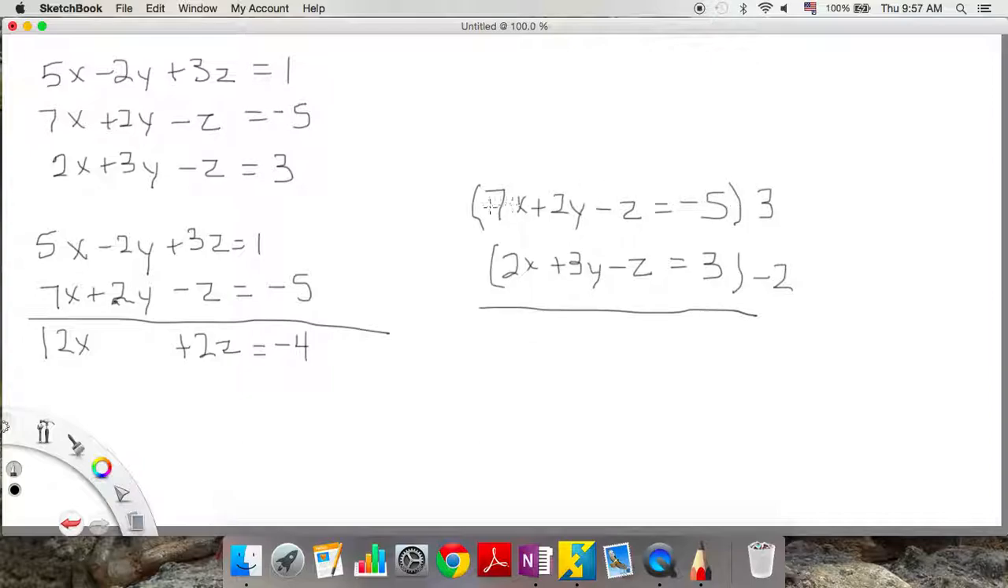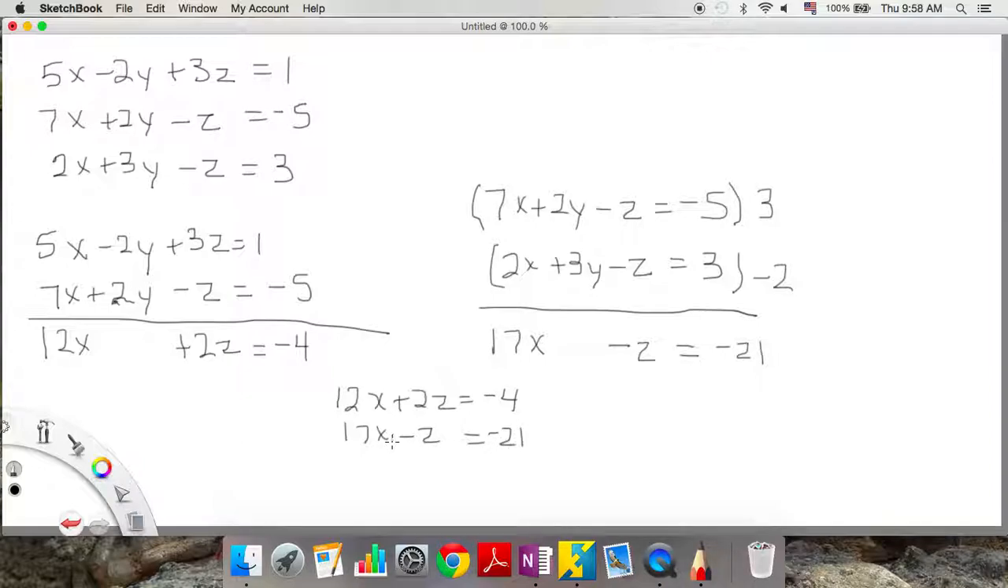So here, 3 times 7 is 21, minus 4x gives me 17x. 6y minus 6y is 0. Negative 3z plus 2z is minus z equals, and then negative 15 minus 6 is negative 21. All right, pause it and make sure you're absolutely positive you know how we got all of this. All right, so now we have two equations with two variables. We know how to do that. Let's set them on top of each other.